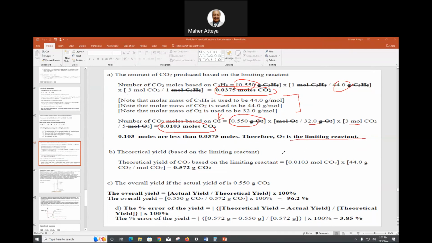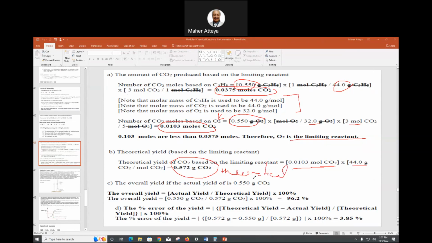So we'll base our calculation on oxygen, which is 0.103 moles, and then you multiply it by the molar mass of the product. That's produced from the limiting reactant calculation. You get the number of moles of the product, this. Now, this will be your theoretical yield. This is your theoretical yield calculation. You did not do anything. You did not do the experiment.